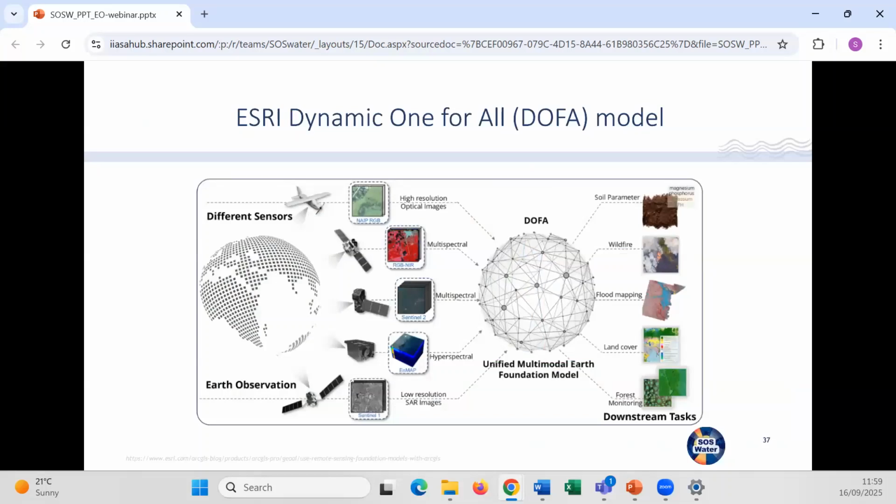Then another big trend, of course, are foundation models. We've seen in the past 2 years Earth observation foundation models from almost every big IT corporation, from Microsoft, from Google. This one shown here was created by Esri. So the idea is that you create big foundation models trained on a variety of Earth observation data. Here shown high-resolution optical imagery, multispectral, hyperspectral and SAR imagery. You create a foundation model that can then be further trained to serve very different application cases as shown on the right.